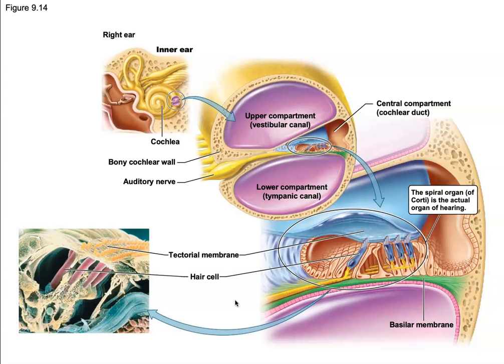The brain interprets input from hair cells in different areas as sounds of different pitch. So if these hairs are stimulated over here but not over here, your brain will interpret that as different pitch.